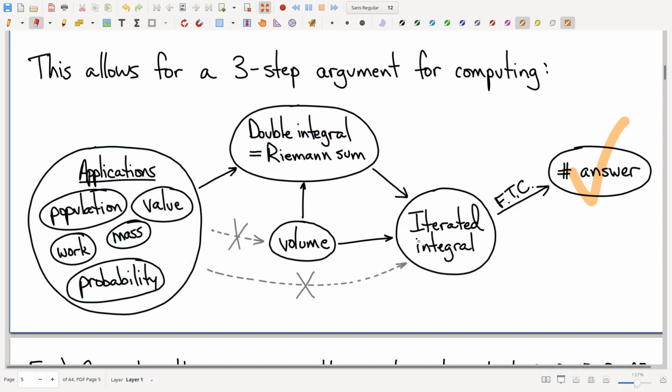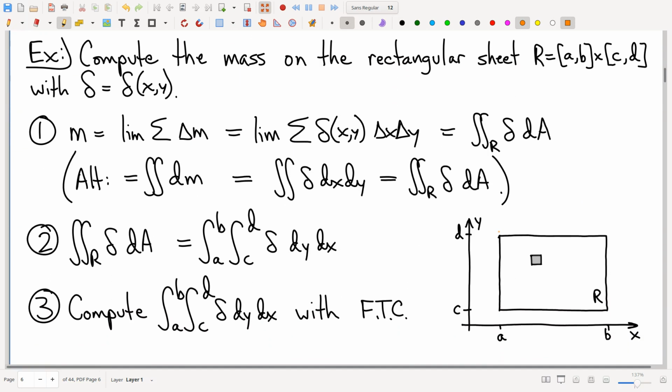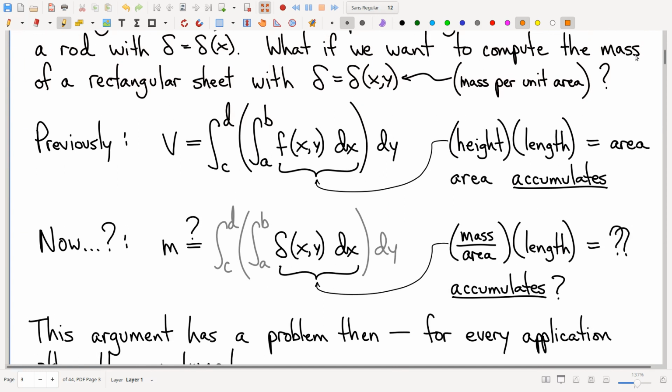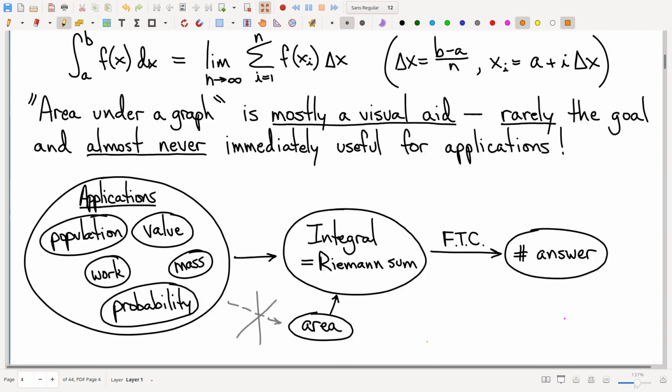All right, let's see an application. Here is a question that we failed at previously. We want to compute the mass on a rectangular sheet. Let me go back to our first attempt where we tried to make sense out of this. It was a non-starter. I can't even write down that mass is this iterated integral because the units don't work out. I don't know what that is. That's not a thing that makes sense. I don't know if it accumulates. It just doesn't work. Iterated integrals crash and burn.